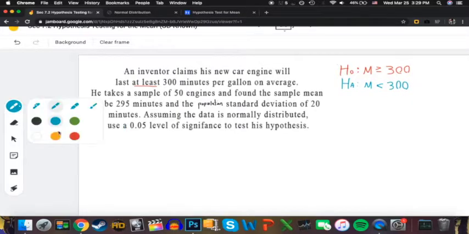Okay. Now, if you wanted to figure out the area under a normal distribution curve, Chapter 5 reminds us that we need to find a z-score.